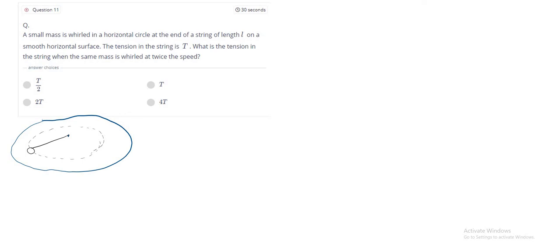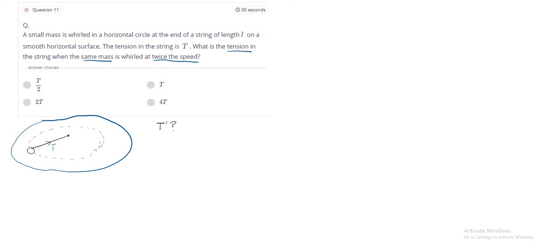Then they say the tension is T. So they ask for the tension in the string when the same mass is whirled at twice the speed. Let's be a bit clearer with what the question is saying. First of all, they ask for the new tension.